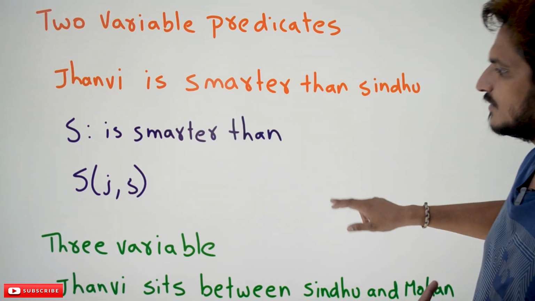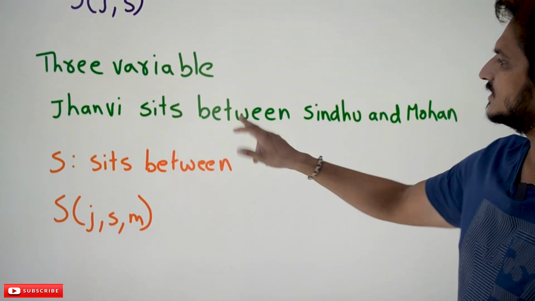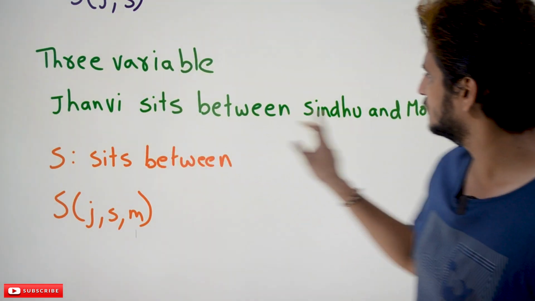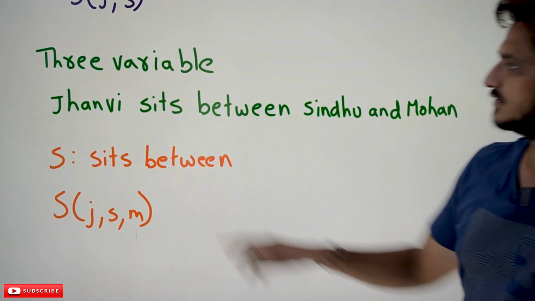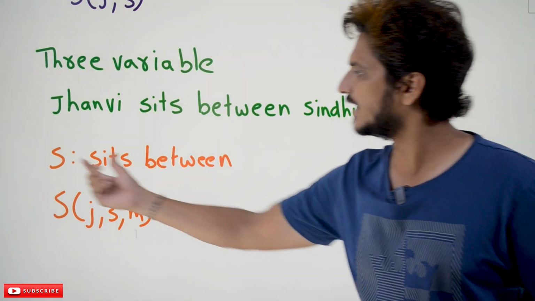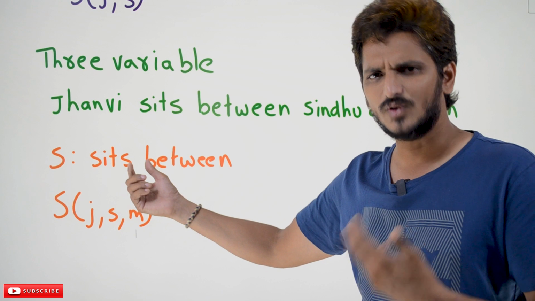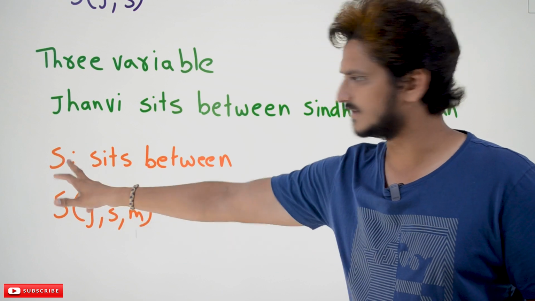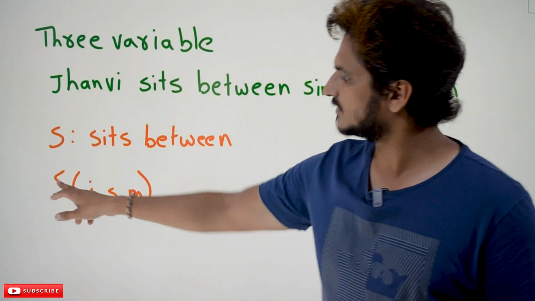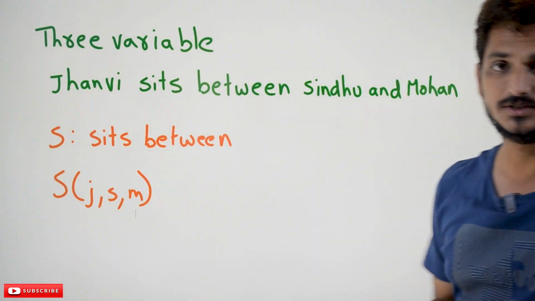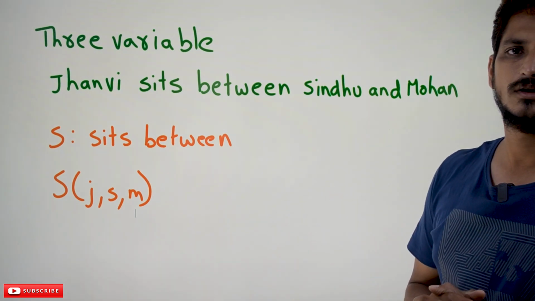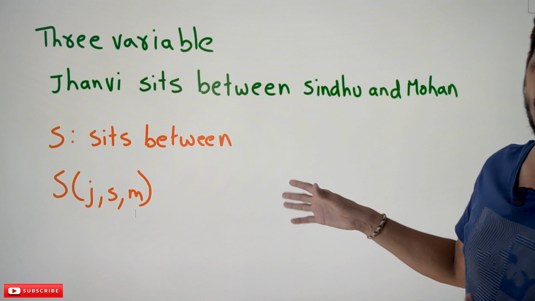Similarly, we can go with three variable predicates also. Jhanvi sits between Sindhu and Mohan. Here we have three subjects, Jhanvi, Sindhu and Mohan. So "sits between" is what we call the predicate. You can give any variable name, simply we are giving it as S. S means sits between. So this can be written as S of J comma S comma M, meaning Jhanvi sits between Sindhu and Mohan. This is a three variable predicate.